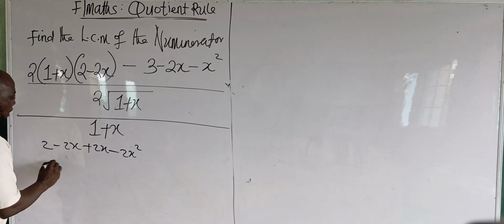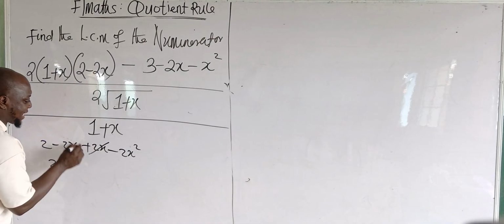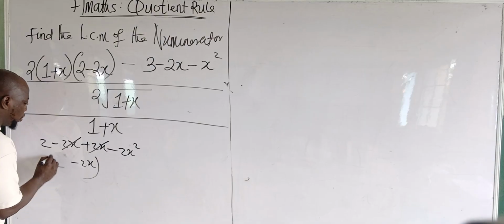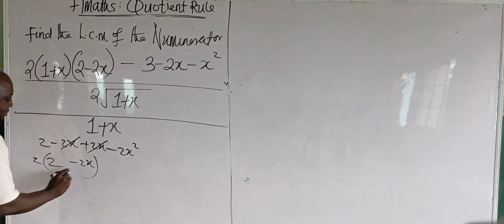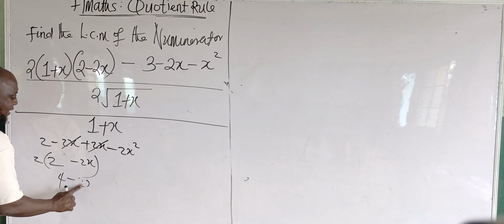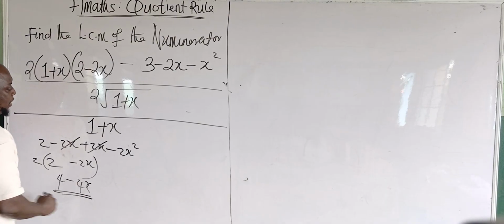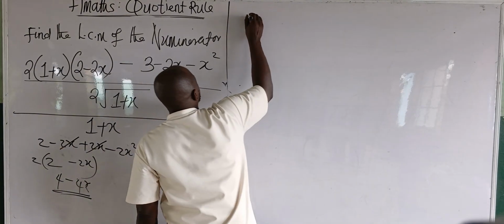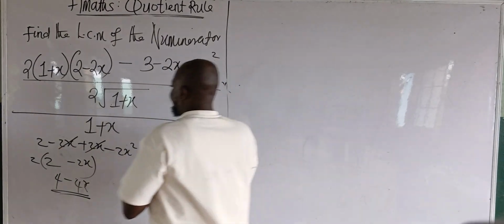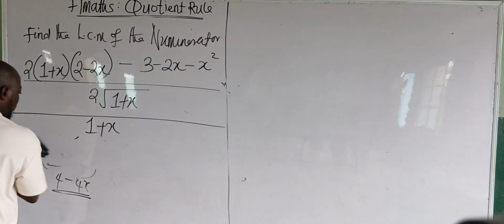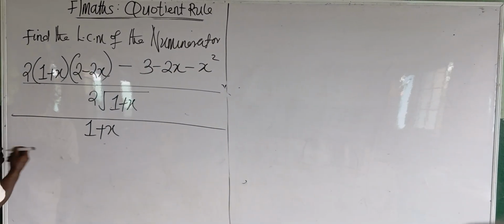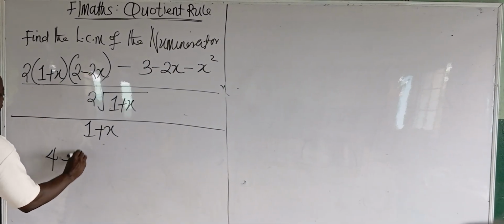Now, watch this. I'll have that 2. Minus 2x plus 2x can cancel. That will give me this value. So, remember we have 2 here. If you multiply by 2, I'm going to have 4 and then 4x here. This is what I'm going to have when you open the bracket. So I'll have that here becomes 4. All this one becomes 4 minus 4x.